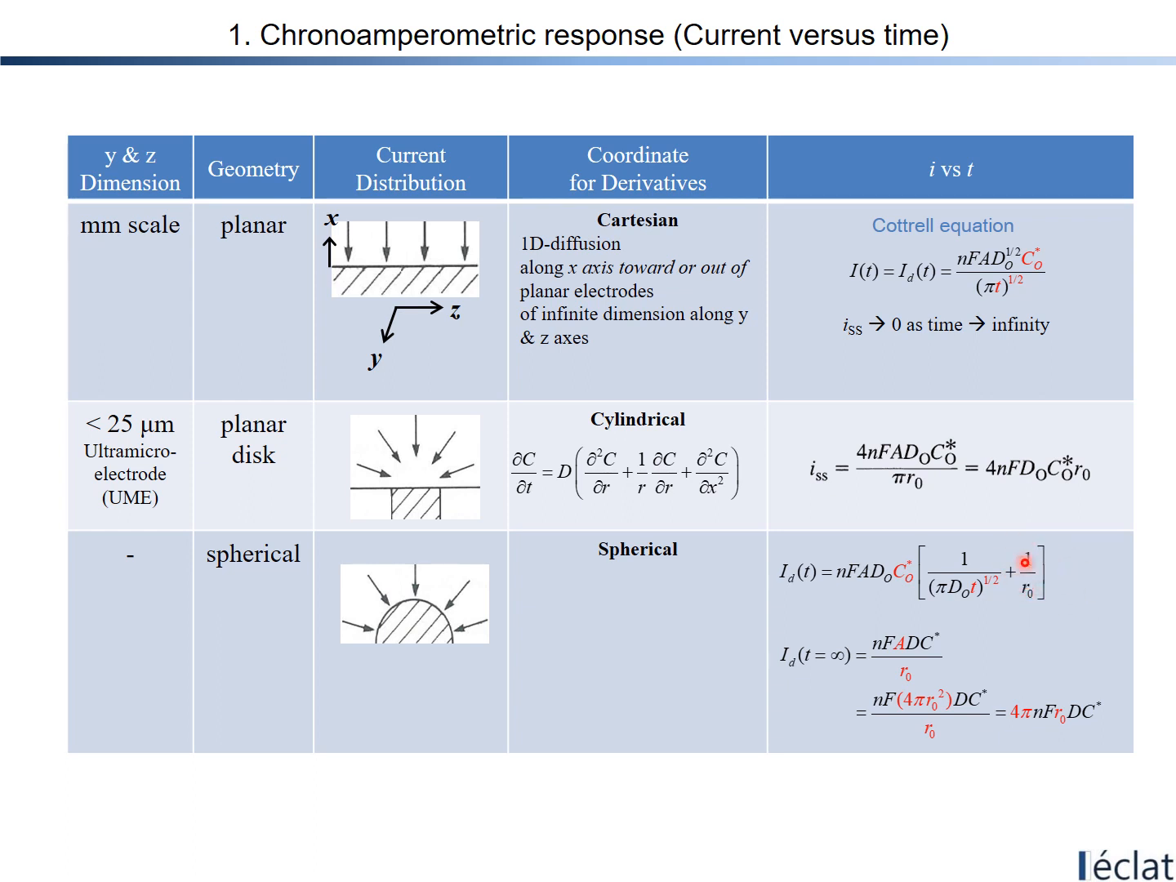At steady state, of course, the first term is going to zero and the second term is going to a certain value, like this one. This steady state current equation is very similar to the case of the ultramicroelectrode of disc shape. So the diffusion current of a spherical electrode is proportional to the size of the spherical electrode with diffusivity and concentration.